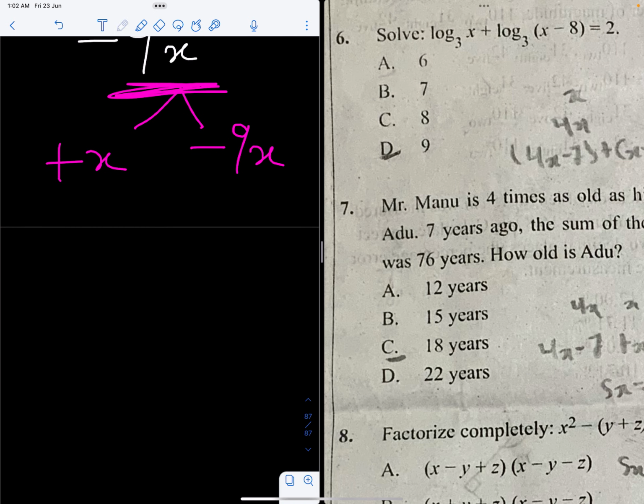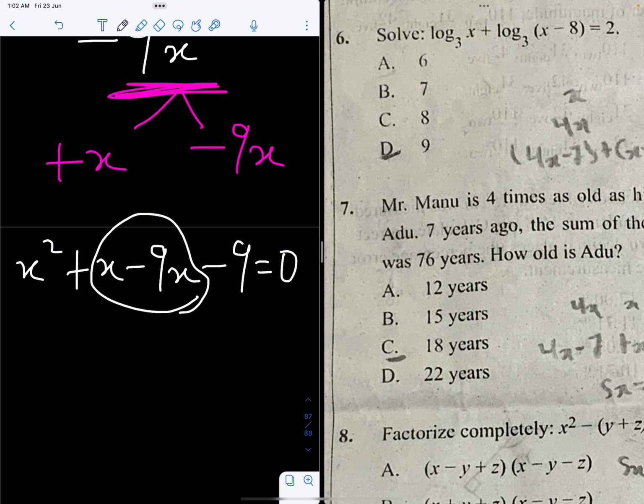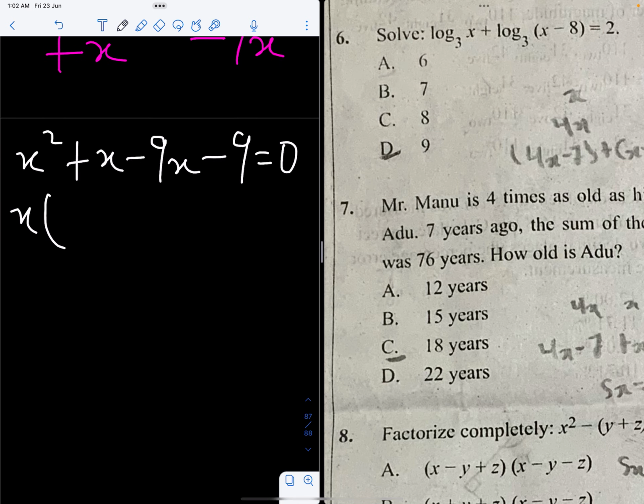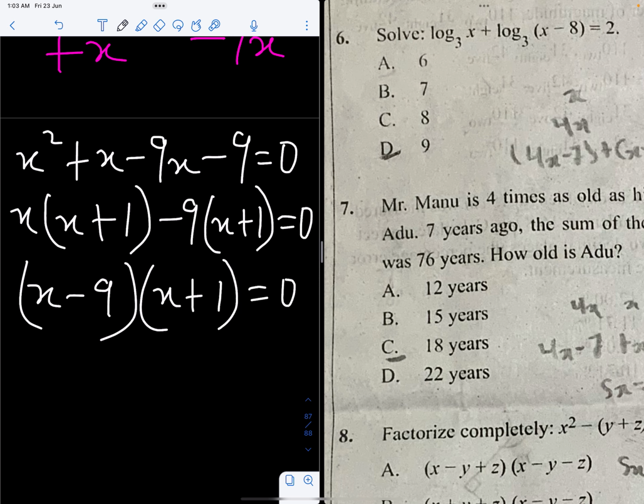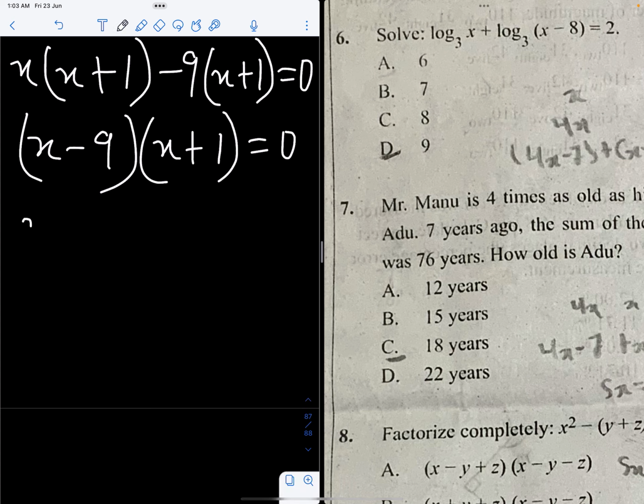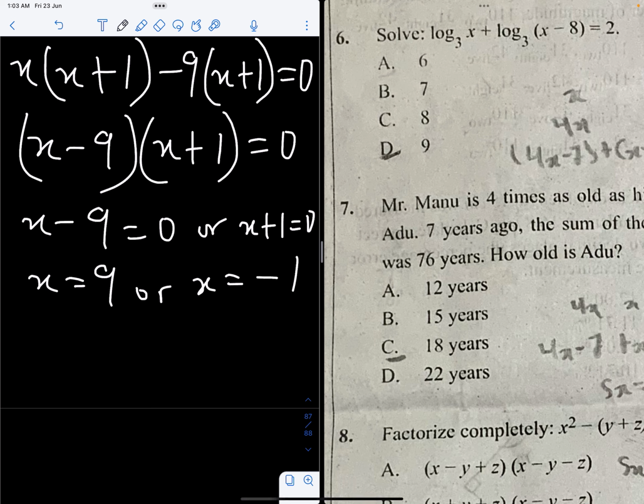So the equation now becomes x squared plus x minus 9x minus 9 equals 0, where x minus 9x stands for minus 8x. And now we can factorize: x into bracket x plus 1 minus 9 into bracket x plus 1 equals 0. And that means x minus 9 into x plus 1 equals 0. And this simply means x minus 9 equals 0 or x plus 1 equals 0, which is the same as x equals 9 or x equals minus 1.